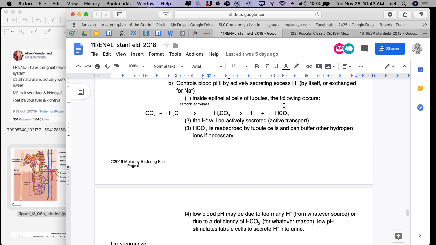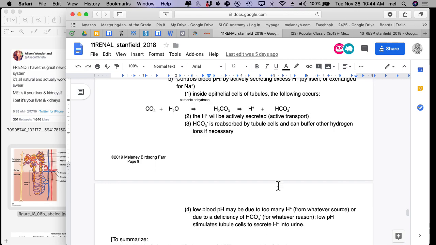Okay, so inside the epithelial cells of the tubule, you are going to do this. And let's say that your blood was too acidic. Then I would actively secrete the H plus via active transport. I would actively reabsorb the bicarbonate ion. And it can buffer H pluses from other things, right?